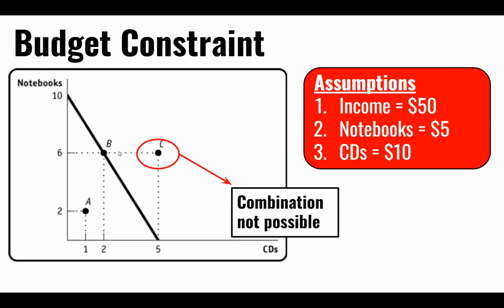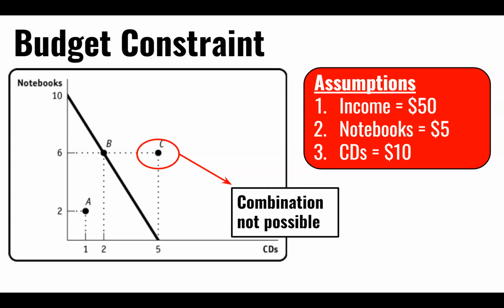So in this case, maybe we're assuming an income of $50 and we want to buy notebooks and CDs. Notebooks are $5 a piece, CDs might be $10. I know CDs are sort of antiquated, but let's just pretend. Then what that tells me is with an income of $50, I could buy as many as 10 notebooks and no CDs, or 5 CDs and no notebooks, or something in between.